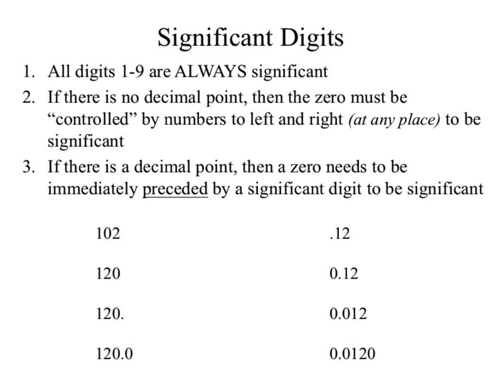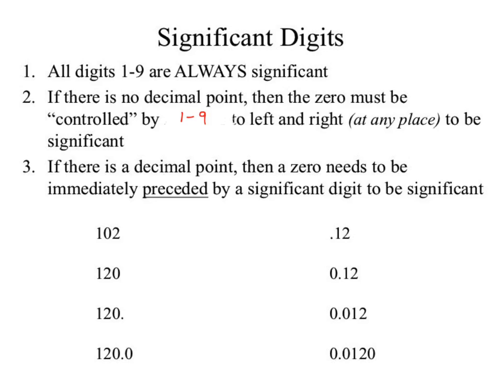If there is no decimal point, then for the 0 to be significant, it has to be controlled by other numbers. Right? And officially, not by other numbers, but by significant digits, which would be our examples of 1 through 9. Okay? To the left and to the right. At any place to the left and at any place to the right. Okay? Both of those conditions must be satisfied. If those conditions are satisfied, then the 0 becomes significant. If there is a decimal point, then a 0 needs to be immediately preceded by a significant digit to be significant, which means immediately to its left, I must have a significant digit.